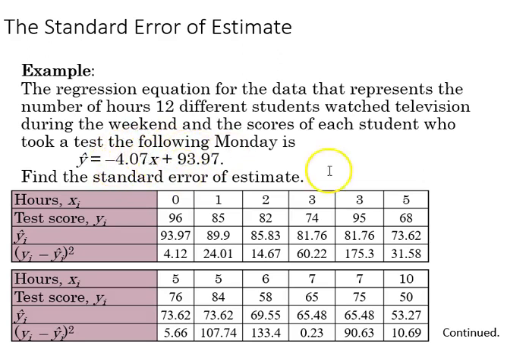Plus 93.97, our y-intercept. So if we have that, we can find our standard error of estimate. There's our test scores. There's our predicted test scores. There's the difference between the observed and predicted. And down here we've got our x's, our test score y in the next row, our y hat i, and then the sum of squared deviation.